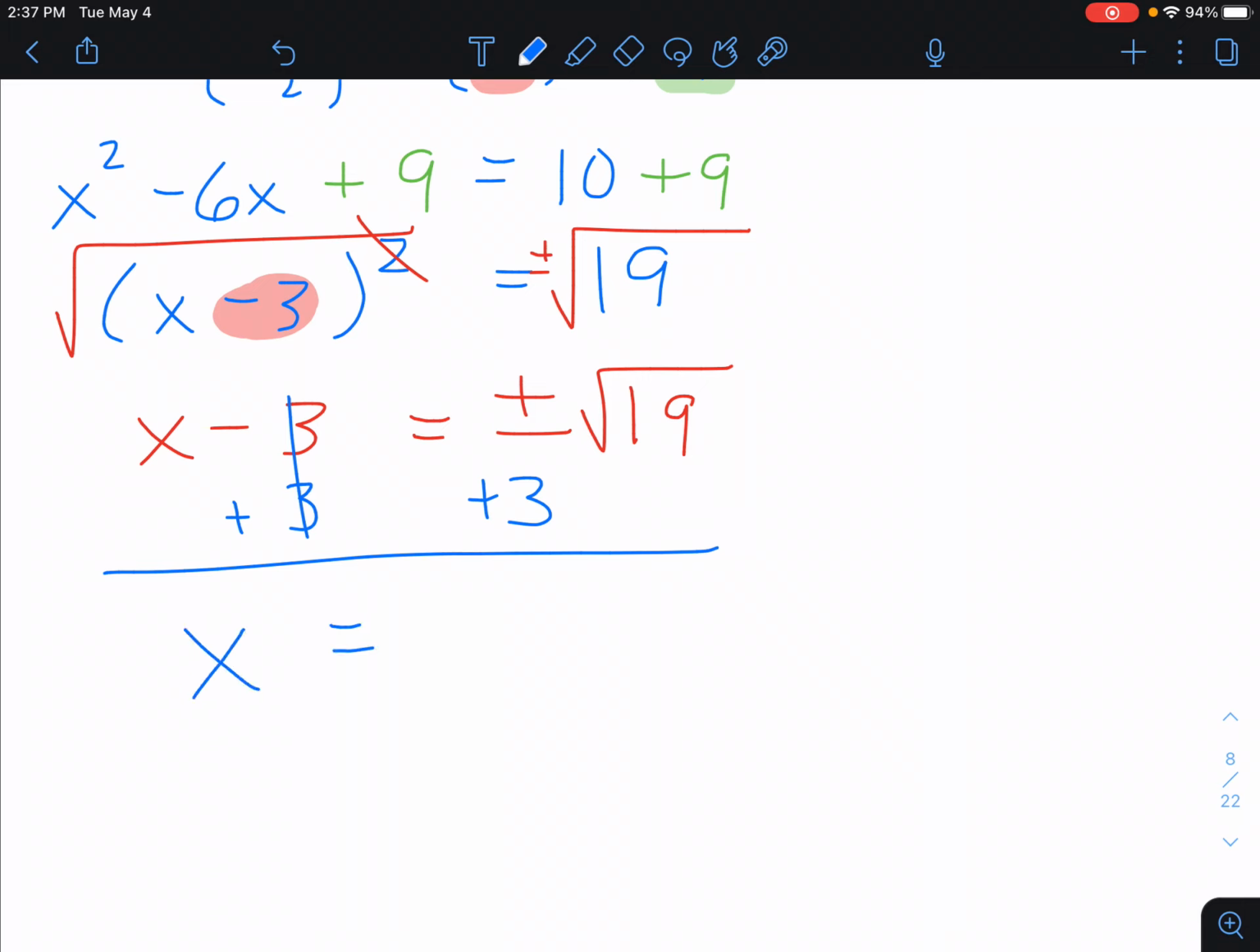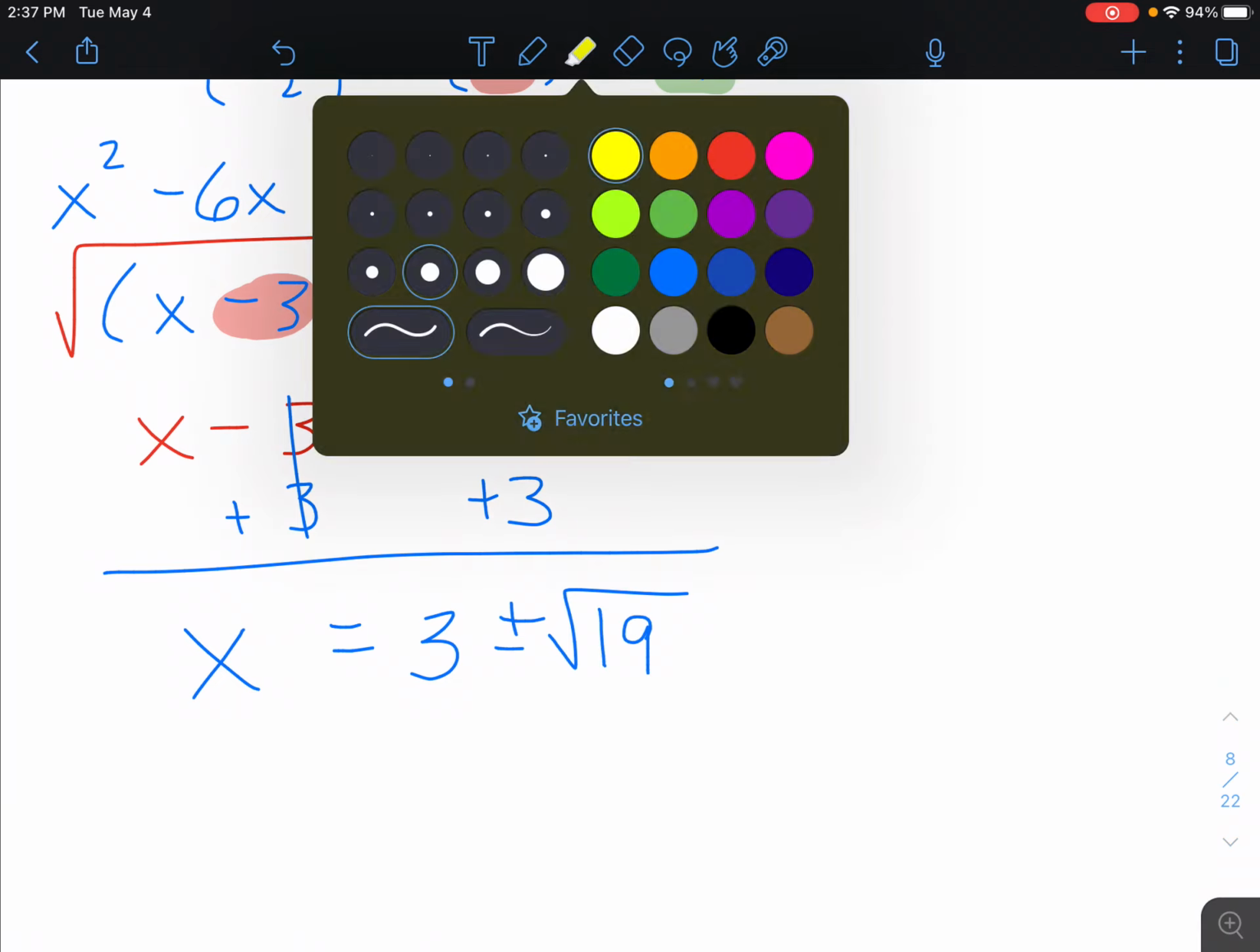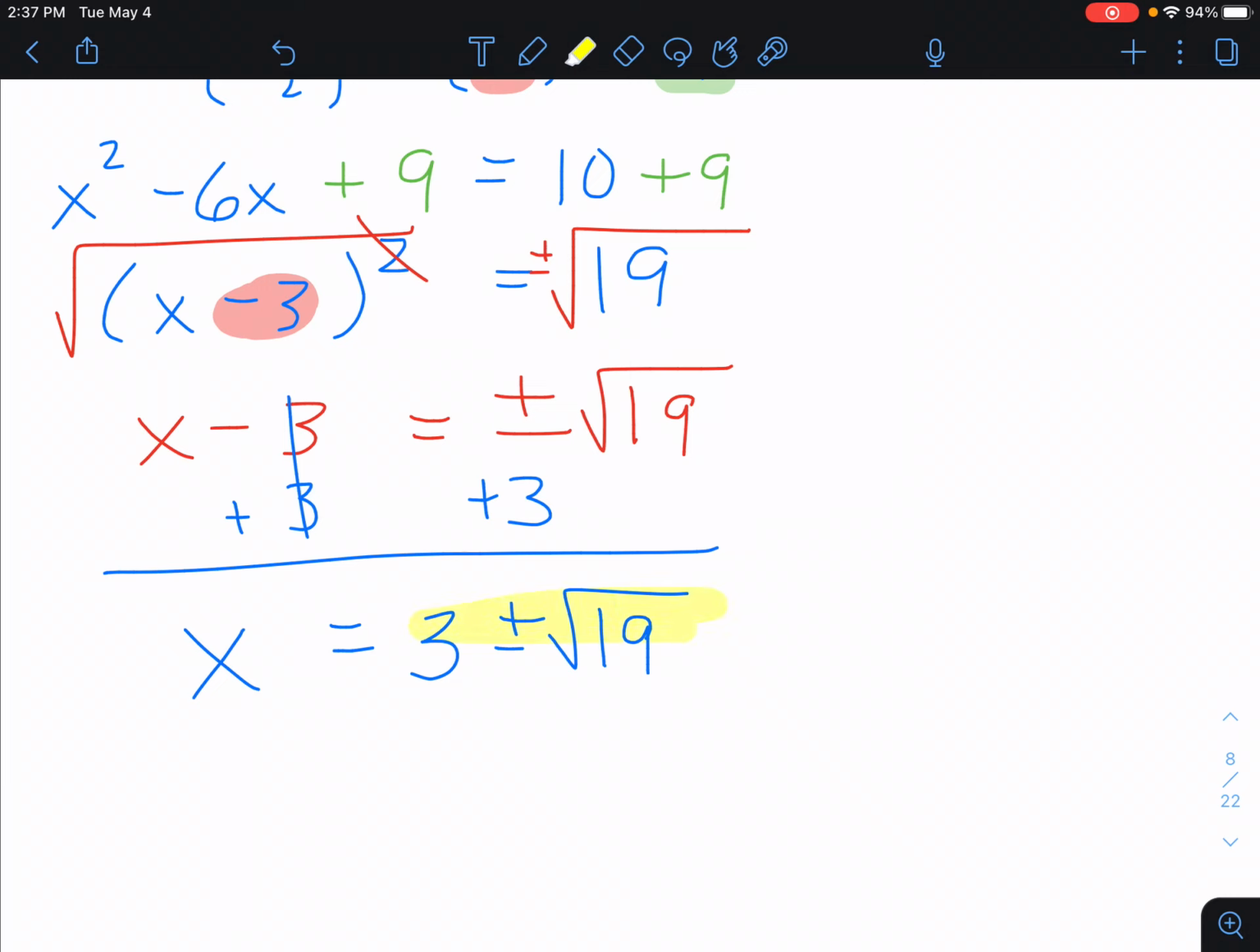Now, please do not add 3 to the square root of 19. They are not like terms. So you need to keep them separate, and it is rather ugly, but here's the answer, or answers. So my answers are 3 plus square root of 19, and 3 minus the square root of 19.